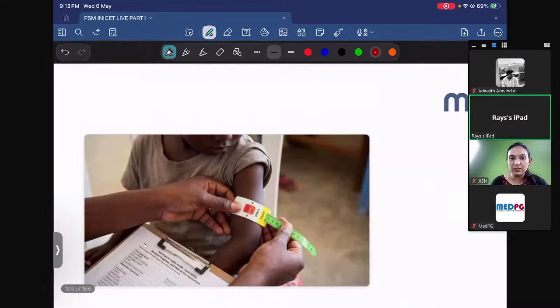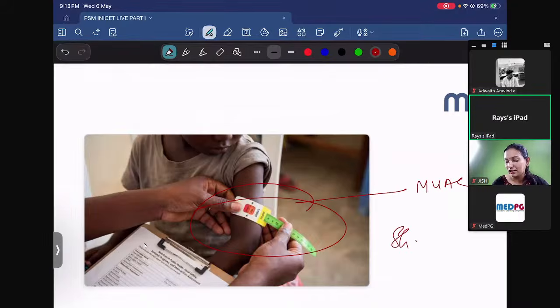What is this? Image-based MCQ. This is a tool which helps in the community-based assessment of malnutrition. It picks up children. What is he measuring? He is measuring the mid-upper arm circumference. This is called Shakir's tape. Shakir's tape is a favorite MCQ.